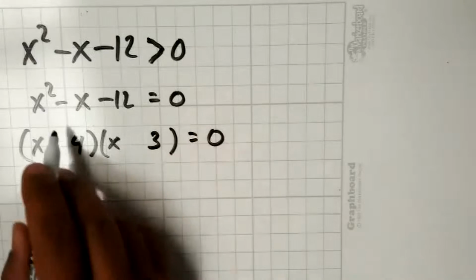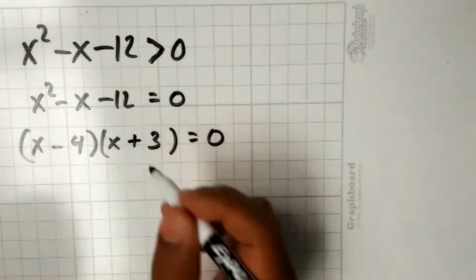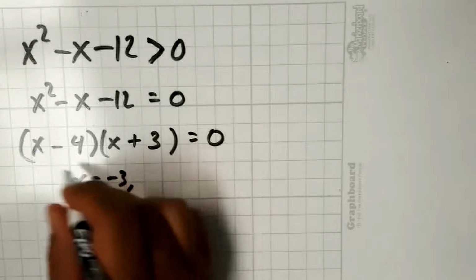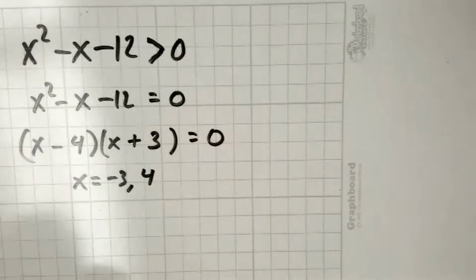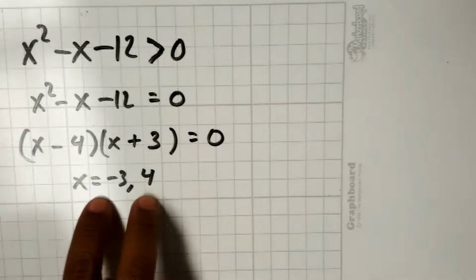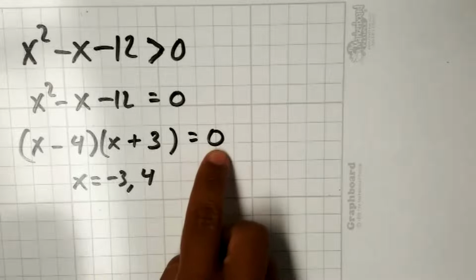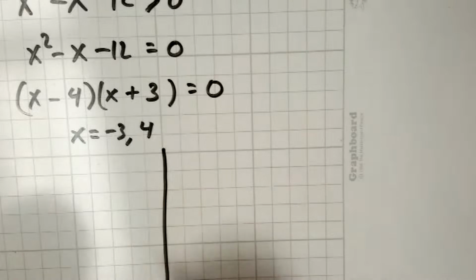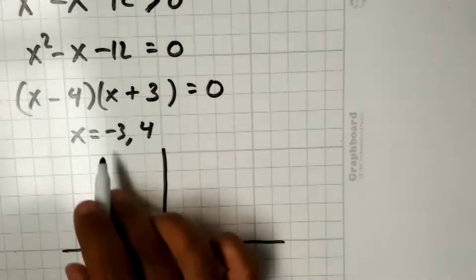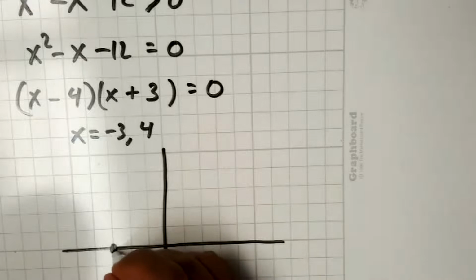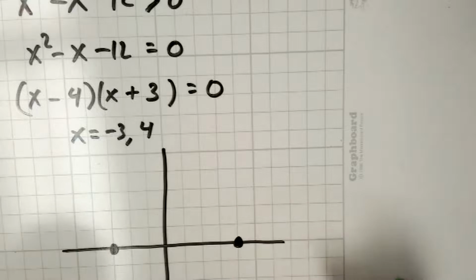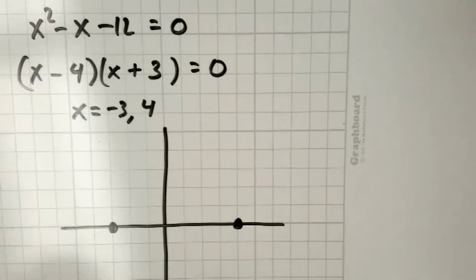4, 3. That's negative, so I need -4, +3. So from this, we know that x would be -3 and 4. And I always tell you, so what? What does that mean? Well, that means when x is -3, I get 0. That means the y is 0. So that's your x-intercept. So if we graph this real quick, we have an x-intercept at -3 and an x-intercept at +4. So hopefully we're okay with that.